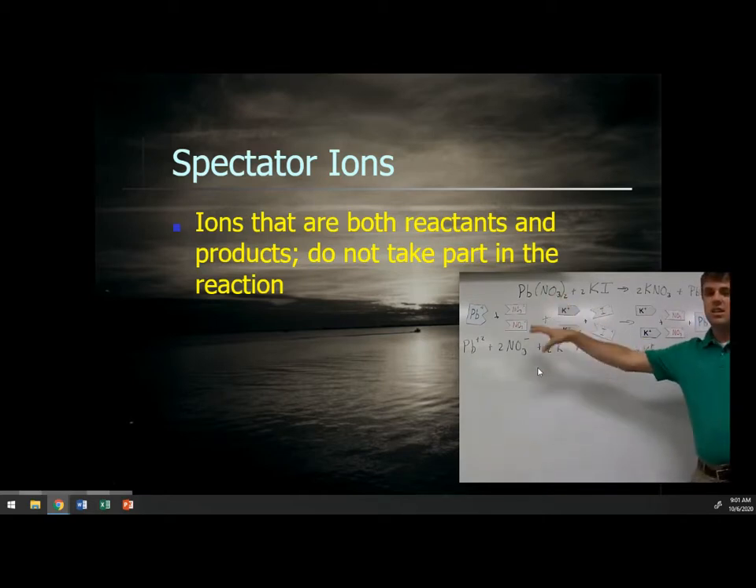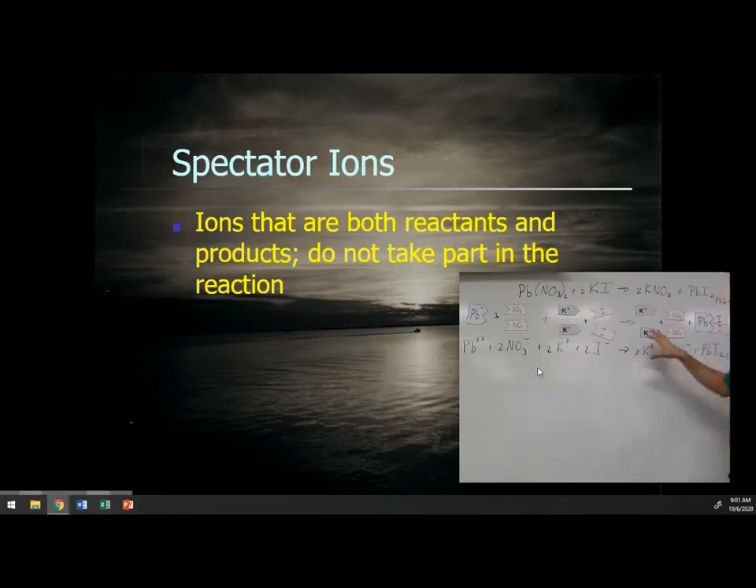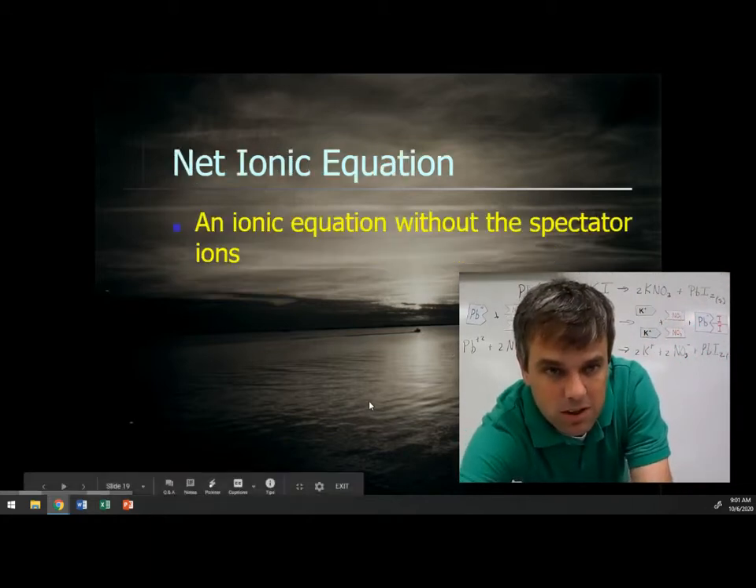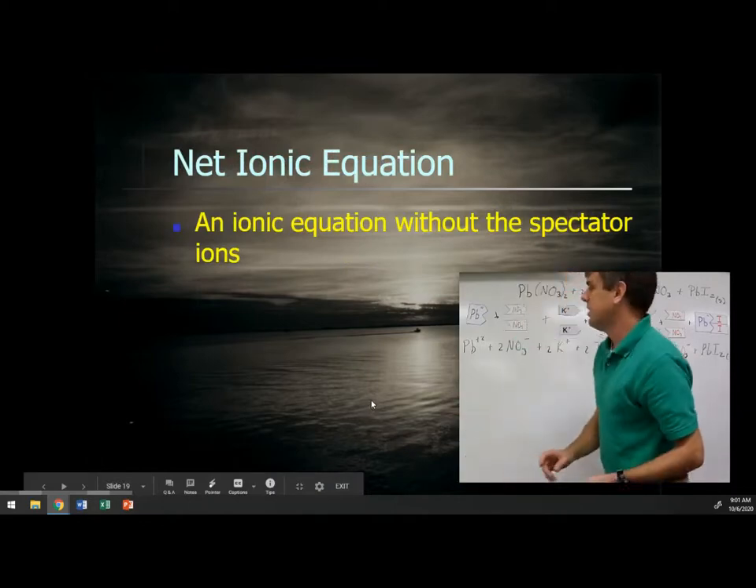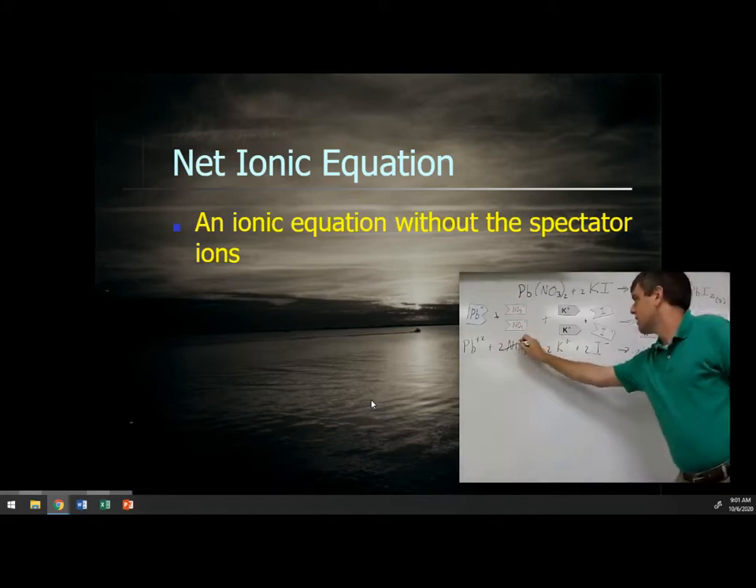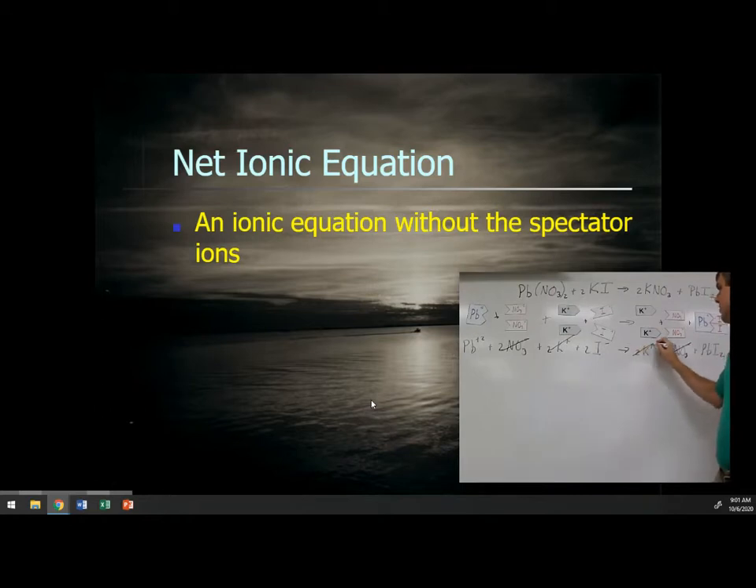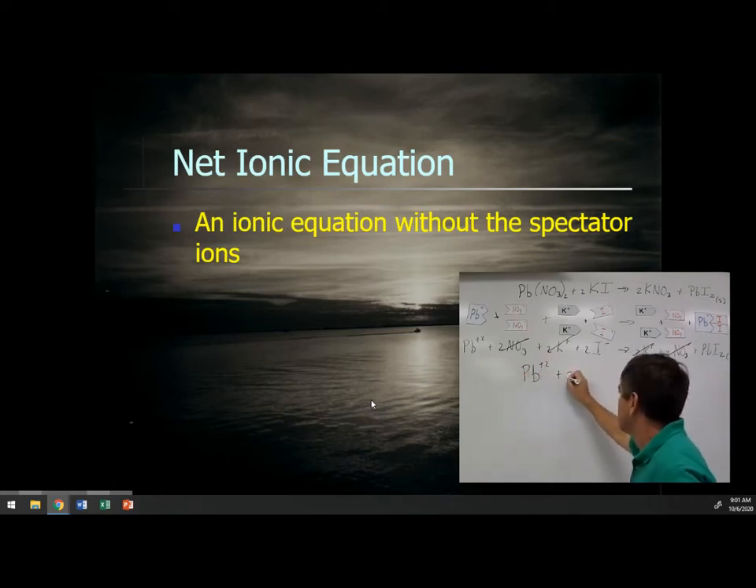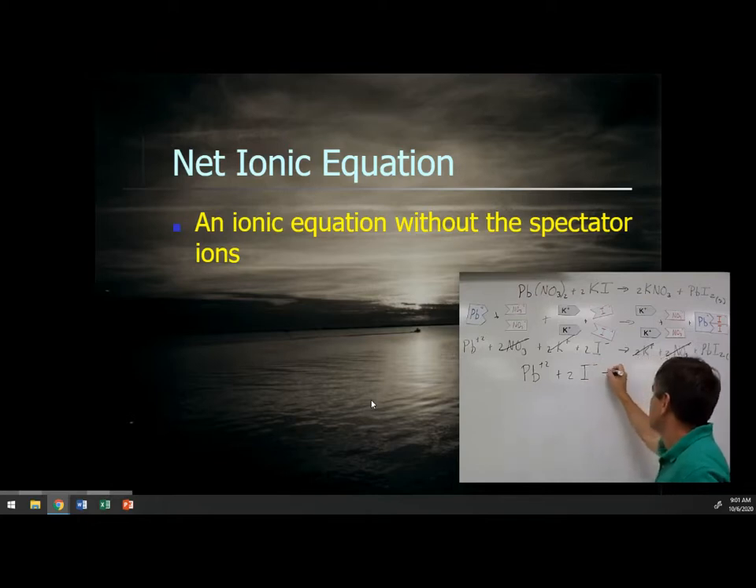So the potassiums and the nitrates started floating around in solution, and they finish floating around in solution. They're spectators. And so to get to a net ionic equation, what we will do is eliminate the spectator ions. So we'll take the nitrates and cross them out, and the potassiums and cross them out. And so our net ionic equation just says that lead 2 plus 2 iodides makes lead 2 iodide, like so.